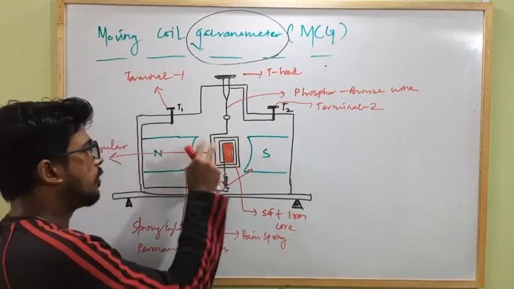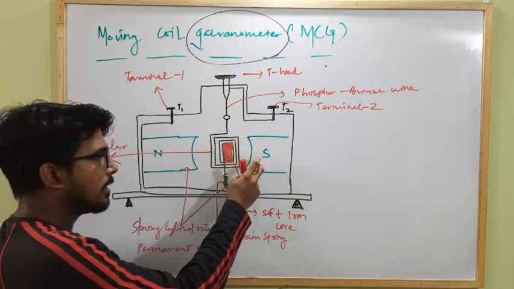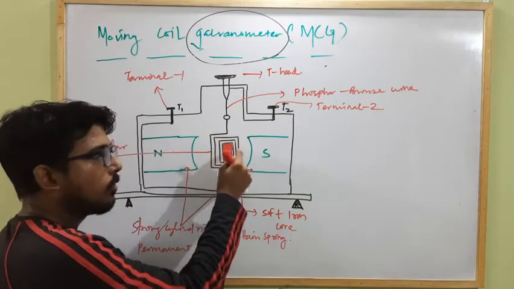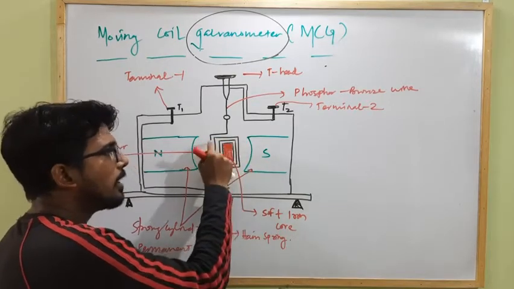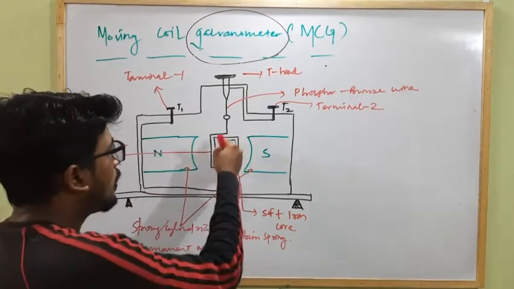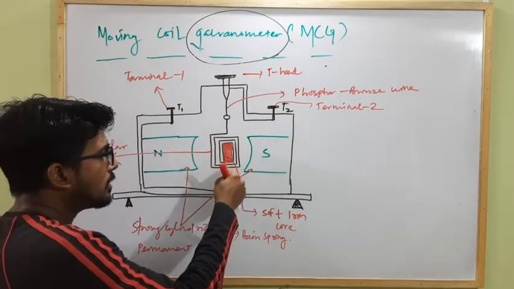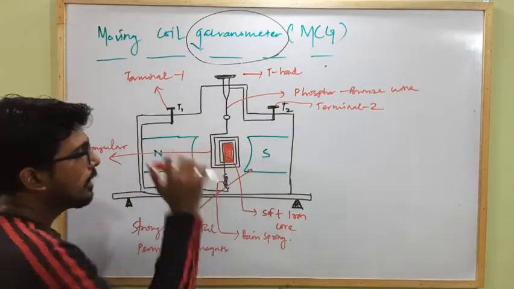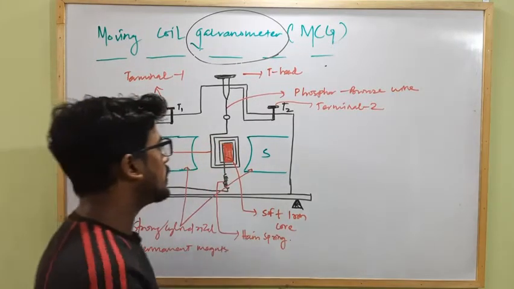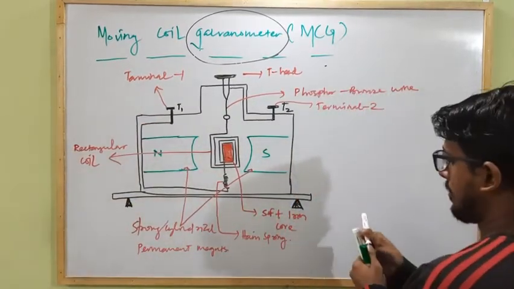In this figure, there are two cylindrical permanent strong magnets within which a soft cylindrical iron core is present, on which a large number of turns of coil in rectangular form is wrapped through a frame. One end of the coil is attached to the terminal T2, and the other end of the coil is attached to the terminal T1 through a hairspring. Clear? This is the construction. So why are we using cylindrical concave shaped strong magnets? So let's see.